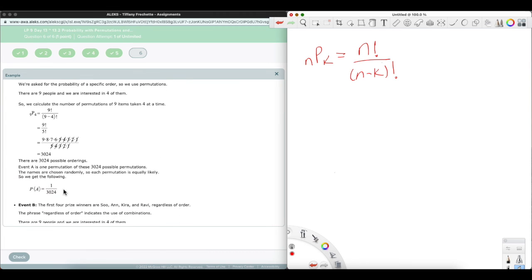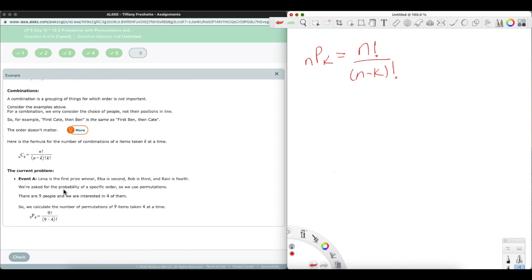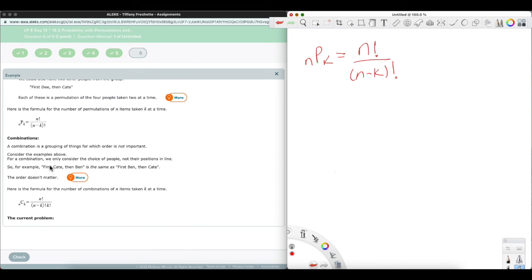Event B is a little different. That's a combination. So it's saying combinations, we only consider the choice of people, not their positions in line. So first Kate, then Ben is the same as first Ben, then Kate. They were both chosen. It doesn't matter when they were put in line.